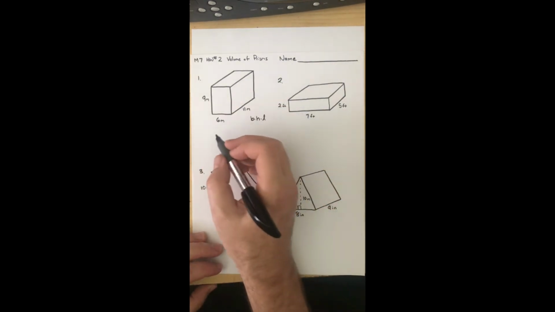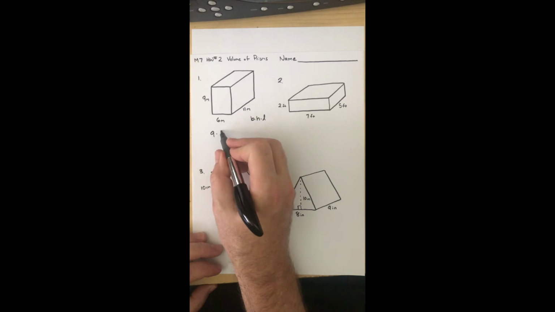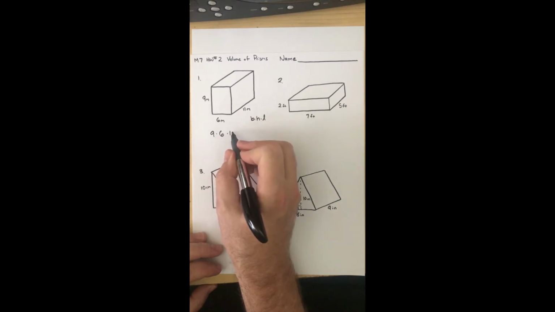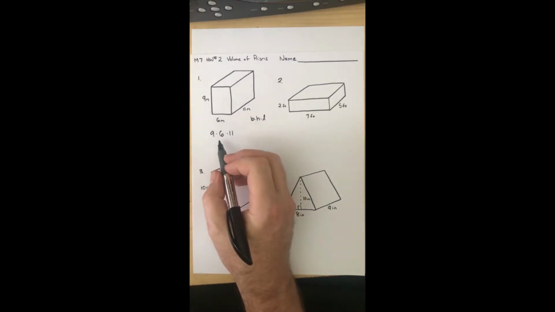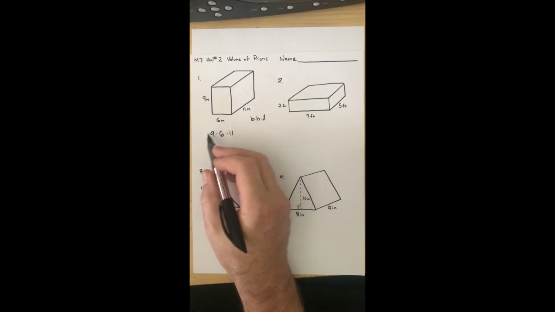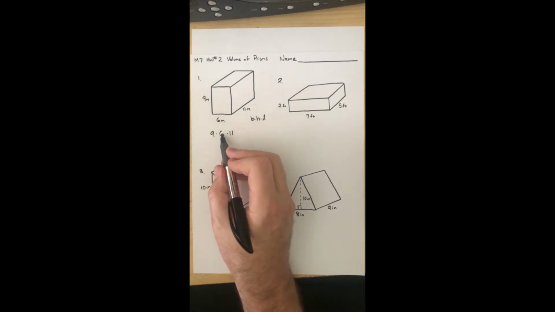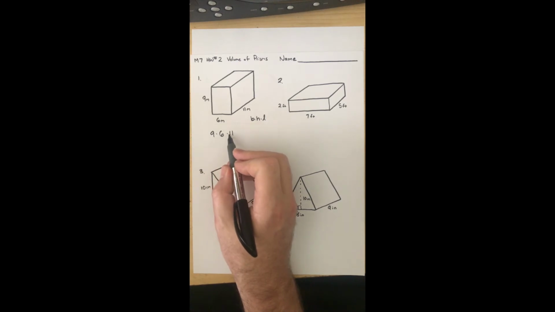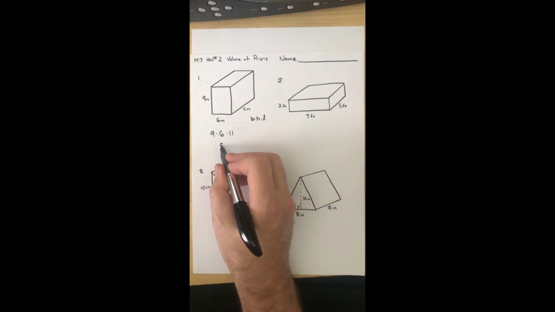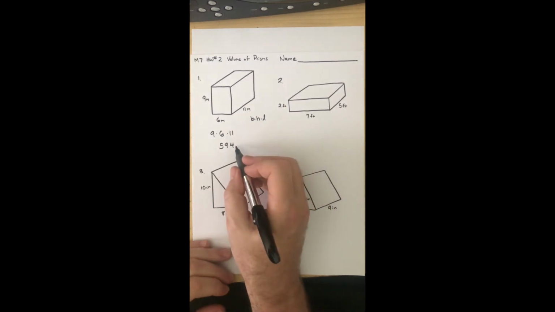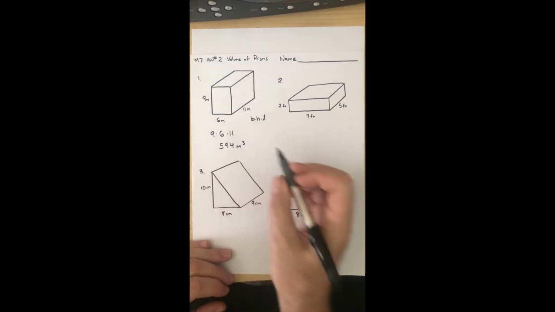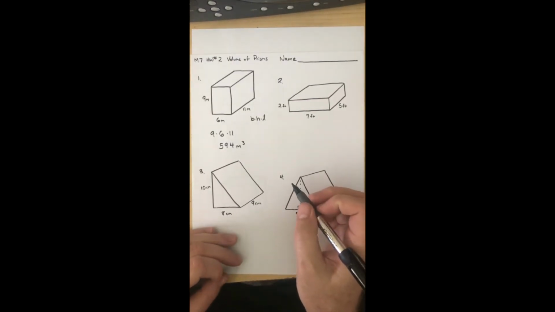So here we go. We're going to do 9 times 6 times 11. I have my calculator with me, but my brain wants to do it all by itself. 9 times 6 is 54. 54 times 10 is 540, plus one more 54. So 540 plus 54 is going to be 594 meters cubed.